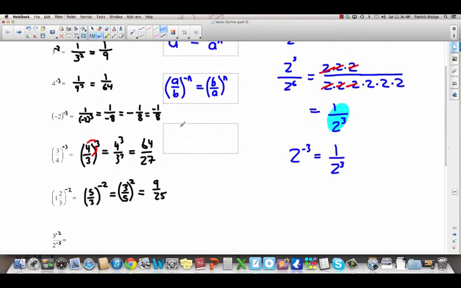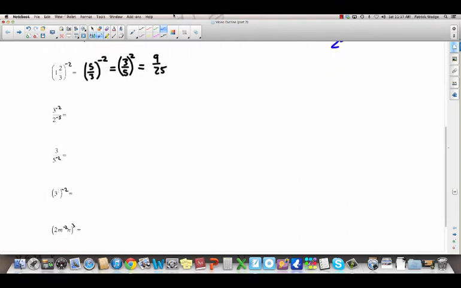So the rule right there is a to the negative m divided by b to the negative n is equal to, well, this is a flipping negative down here, so the b is going to flip up to the top, and it's now a positive exponent. And this is a flipping negative, so the a is going to flip to the bottom, and now it's going to be a positive exponent, the m there. Alright, so let's see what happens there.